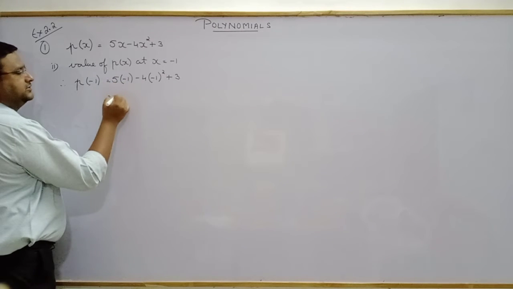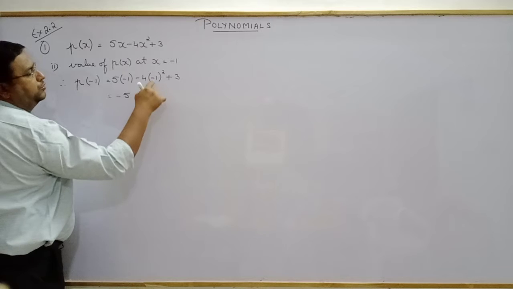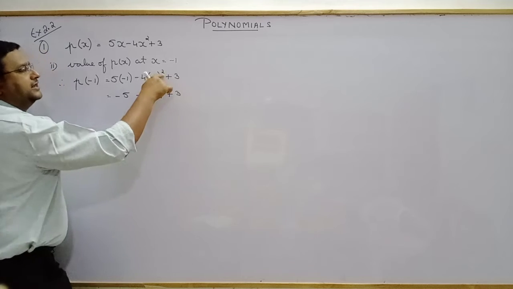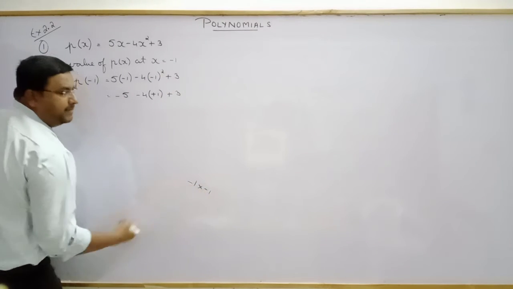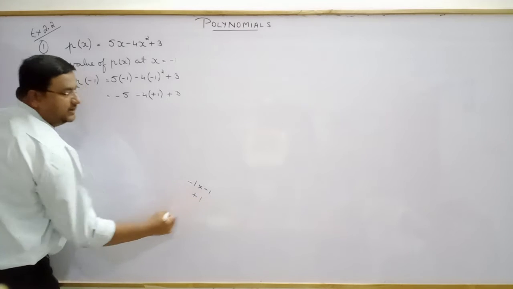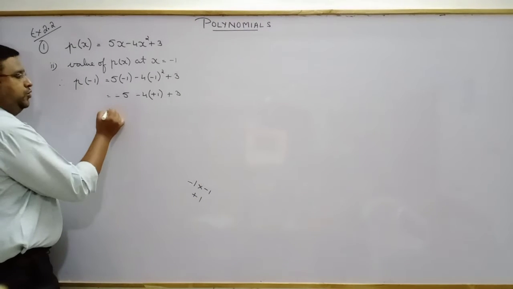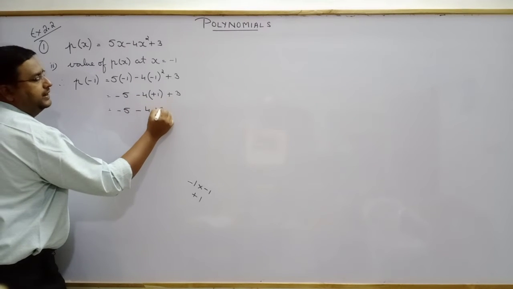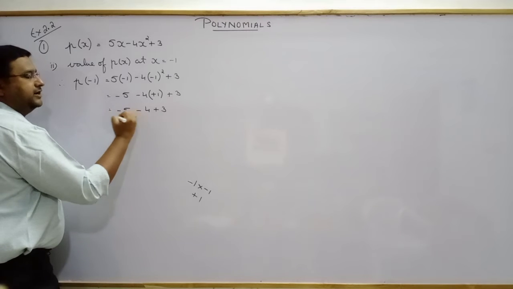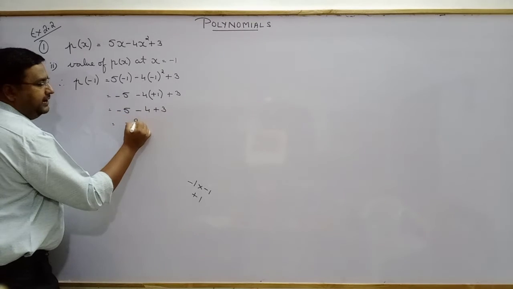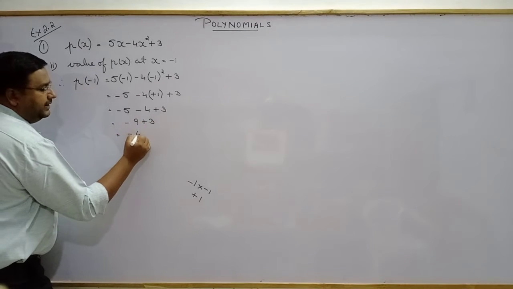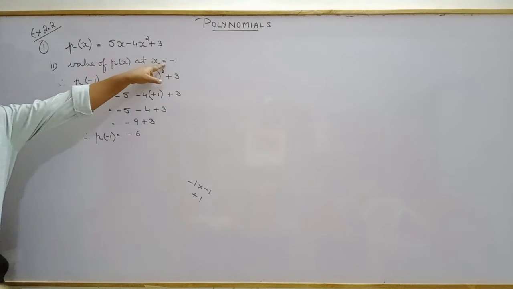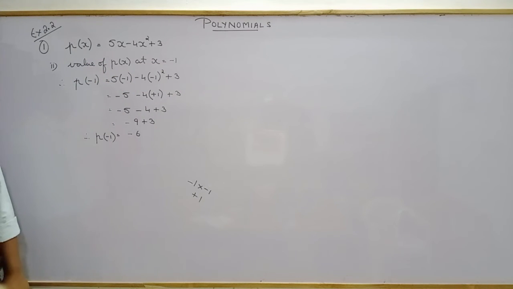Plus into minus, minus, so minus 5, minus 4 into minus 1 square. Minus 1 into minus 1, minus into minus plus, 1 ones are 1. I don't need to teach this. Plus 3. So what do I get? Minus 5, minus into plus minus, 4 ones are 4, plus 3. Minus 5 and minus 4 are like terms, both will be added. So we get minus 9 plus 3, that is minus 6. So therefore the value of the polynomial at minus 1 is minus 6. This is what we mean by value.